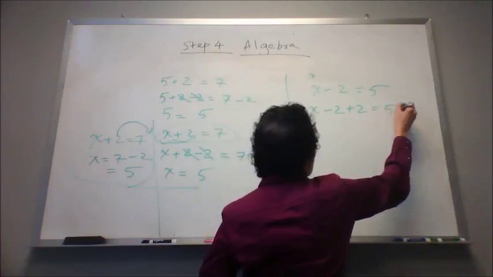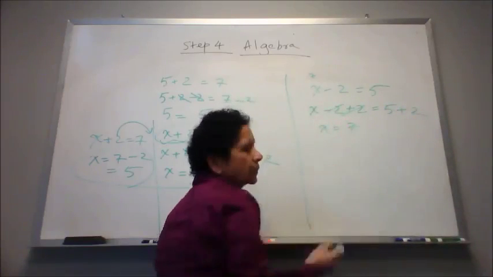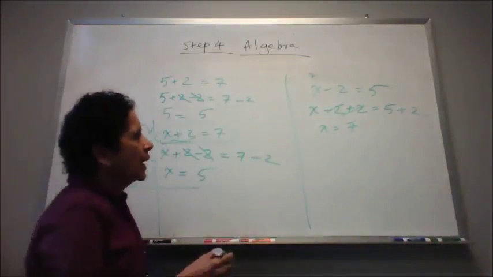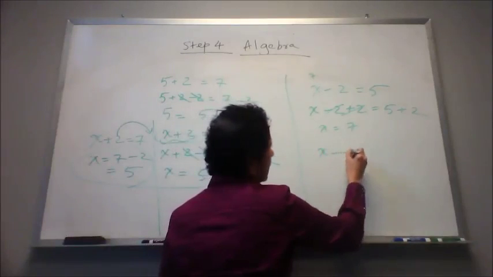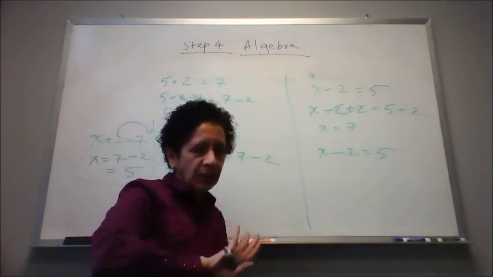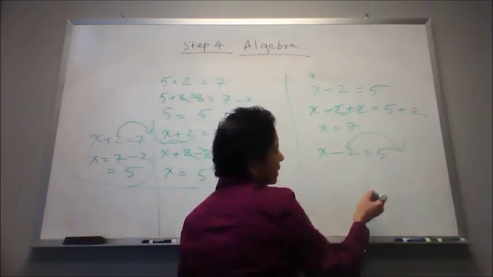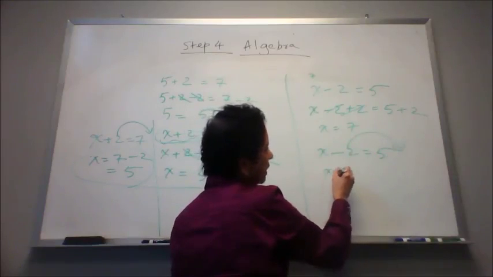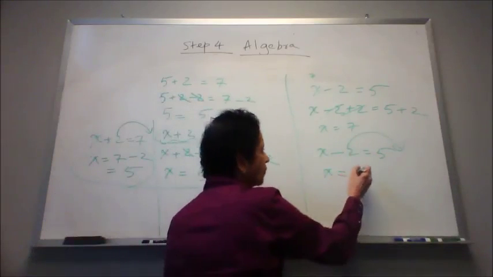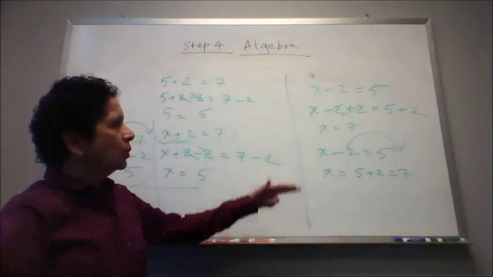And then I have to do the exact same thing to the right-hand side. This is gone, so x equals 7, okay? That's what we got, and that's one way of doing it. Another way is x minus 2 is 5. My goal is to get only x, so I want to get rid of anything else. This minus 2, I have to take to the other side. When I change sides, the sign changes, right? So 5 plus 2, that is 7. So either way you can do it.